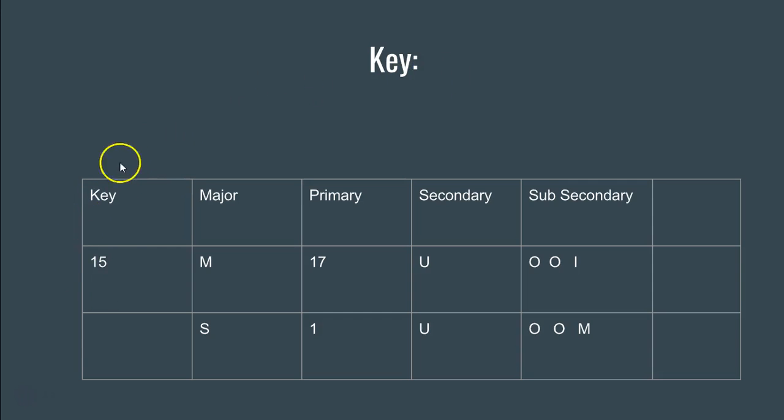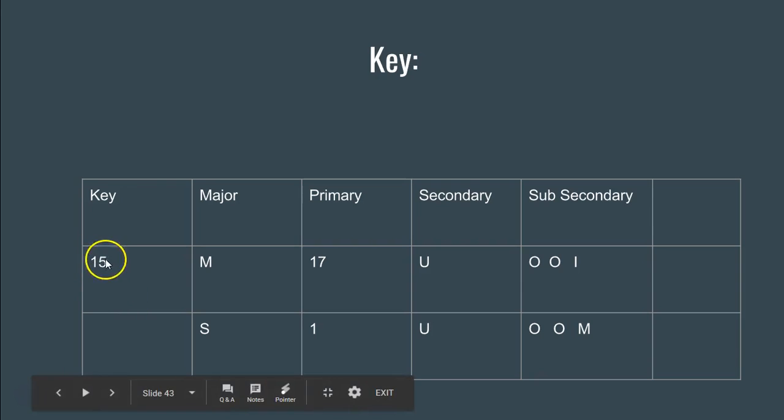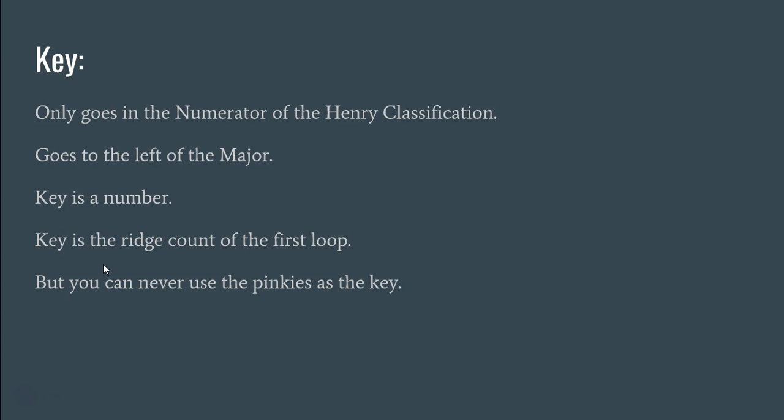And the key goes here on the left-hand side, and it's only going to be found in the numerator. It's going to be up top. So you notice for the key there's only one number, and it is a number, not a letter. It's going to go in the numerator, on the left side of the major. So it only goes in the numerator, and it goes to the left of the major. The key is a number. Now the key is pretty easy.